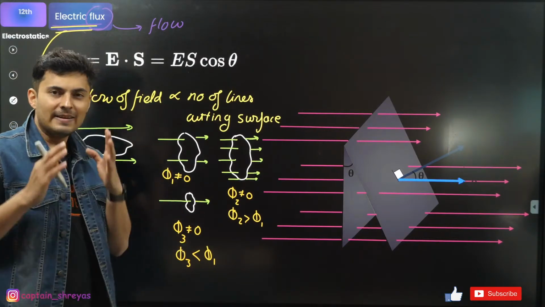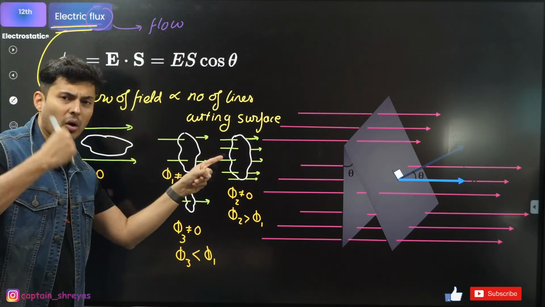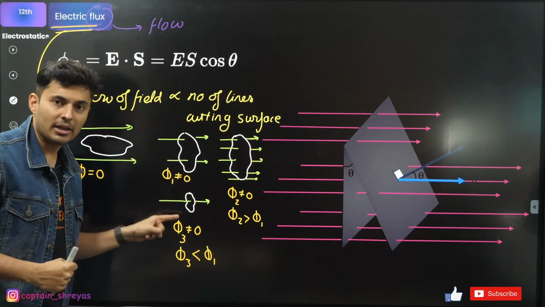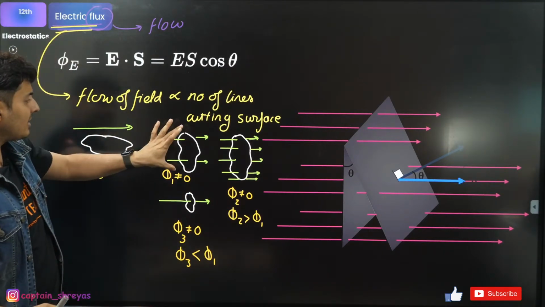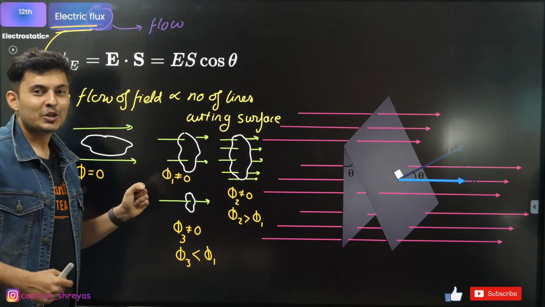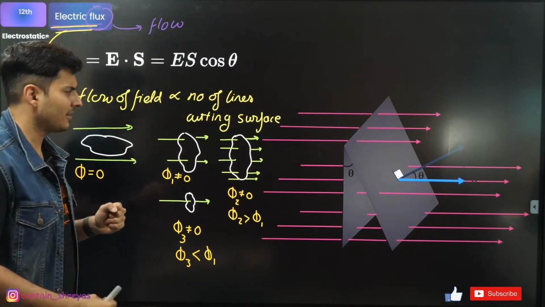So that means it clearly tells you that the flux depends on how strong the field is. It also depends on how much area you are talking about. It also depends whether the same area is tilted at an angle. So the angle, the field and the area together decide the flux.